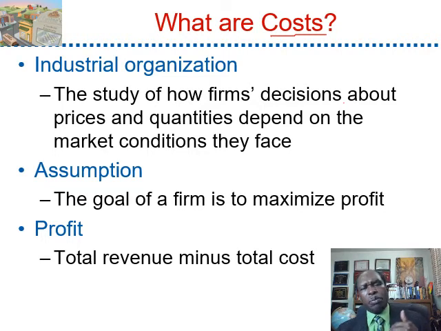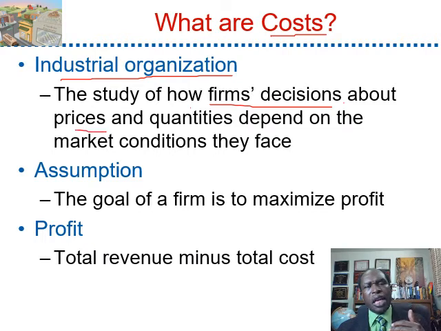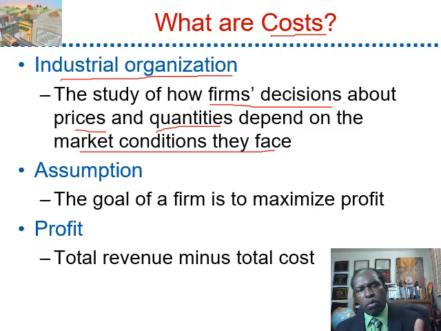So let's begin with industrial organization. We talk about how firms make decisions about prices and quantity depending on the market conditions they face. What are the market conditions? Market conditions, for instance, include the market price, the price at which they sell the product to the buyer. If that price changes, the decision they make will also change.